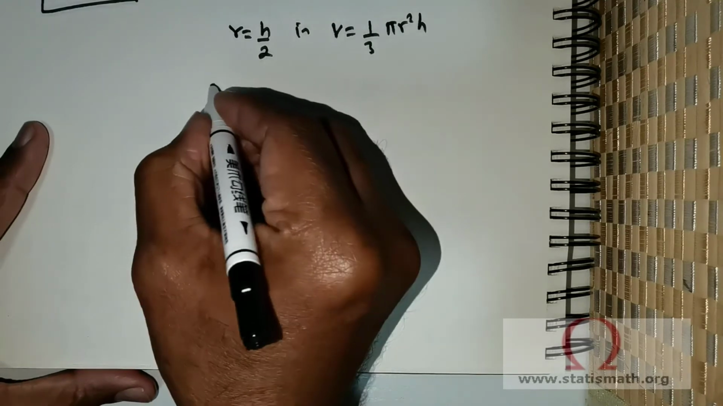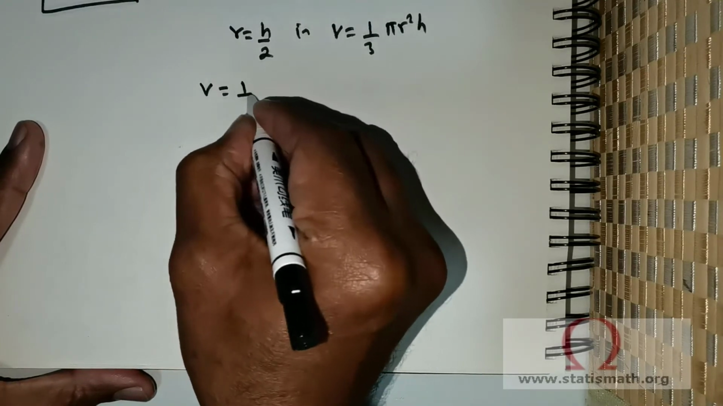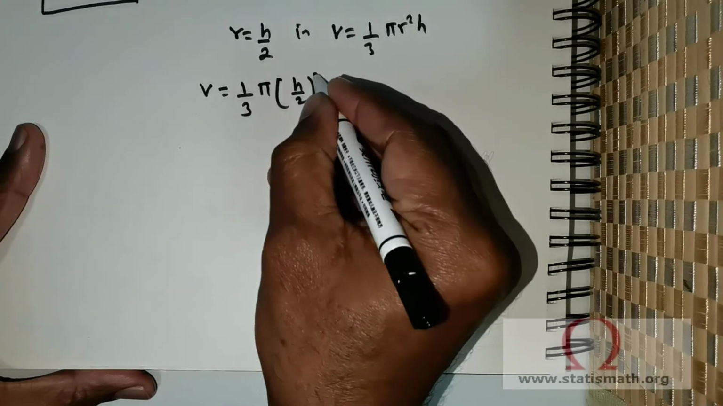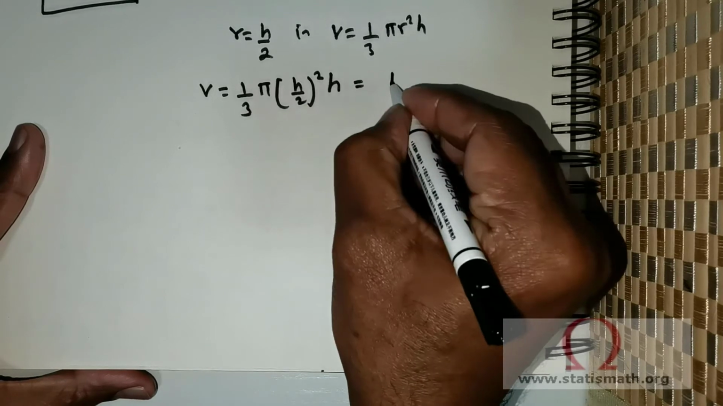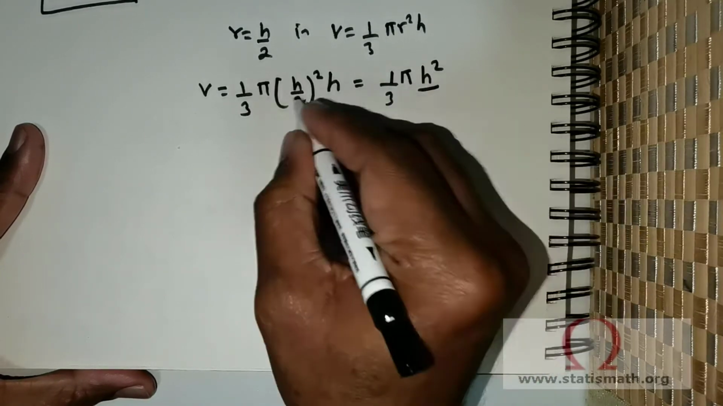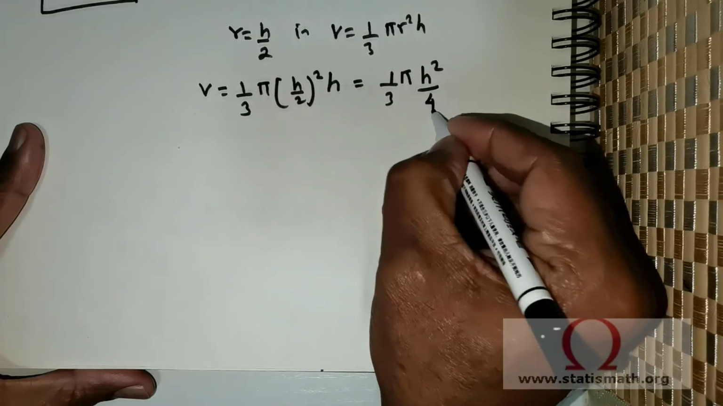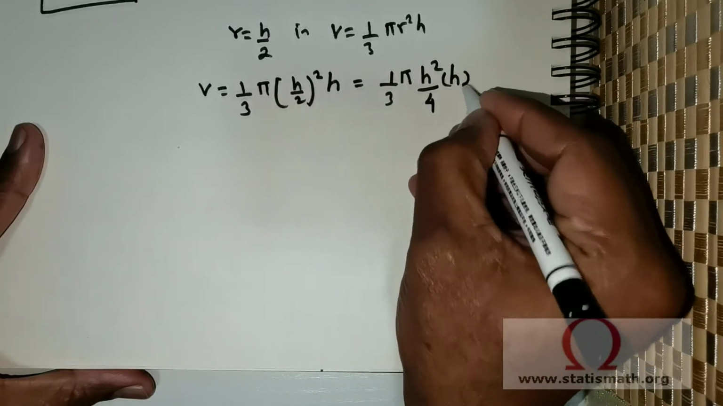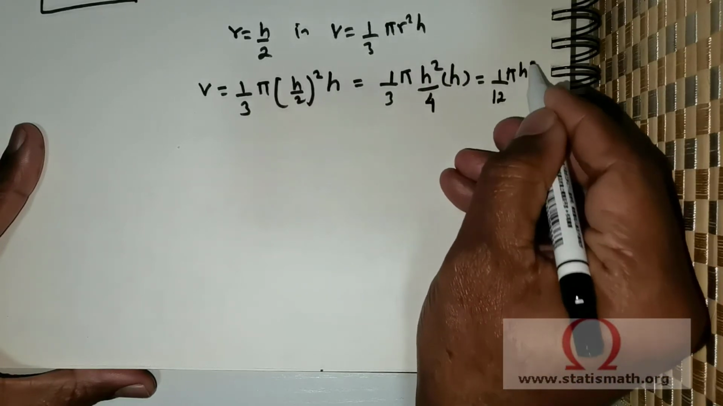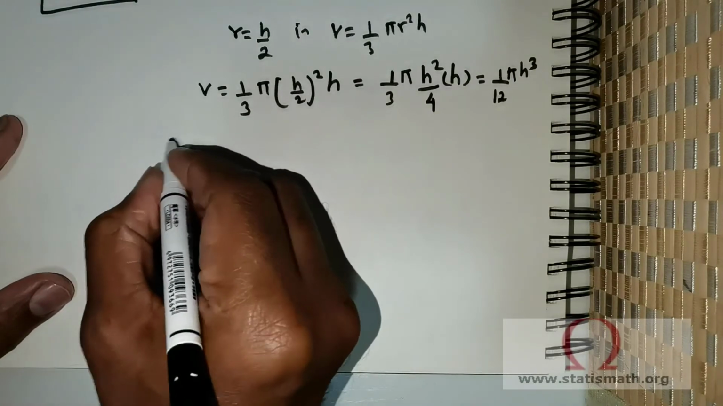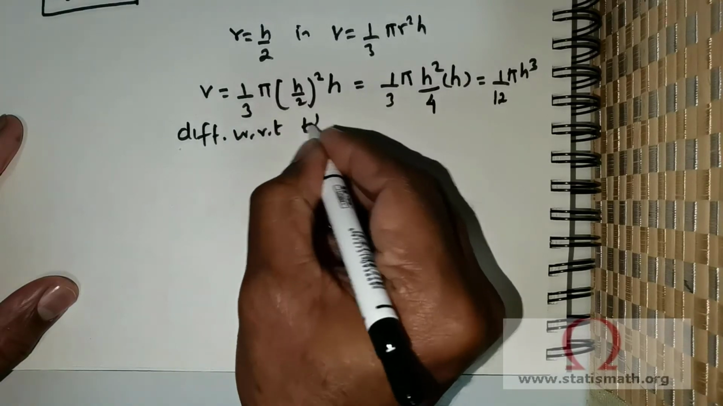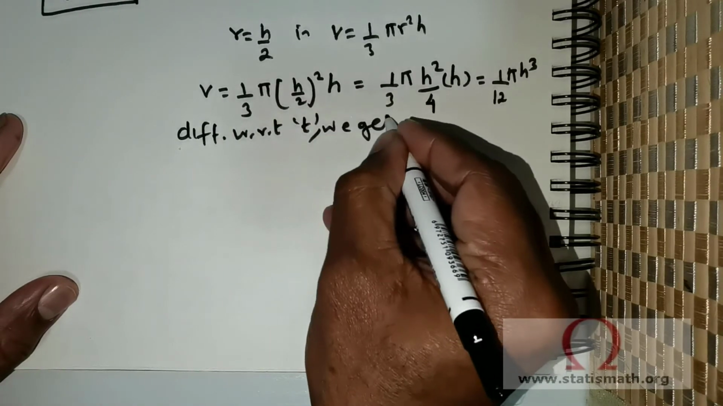So I would now have V as 1 over 3 pi times h over 2 raised to the power 2 times h, which is rewritten as 1 over 3 pi times h squared over 4, since 2 is also squared, multiplied with h. This is rewritten as 1 over 12 pi h cubed. So this is my V. Now I'm going to differentiate with respect to t.